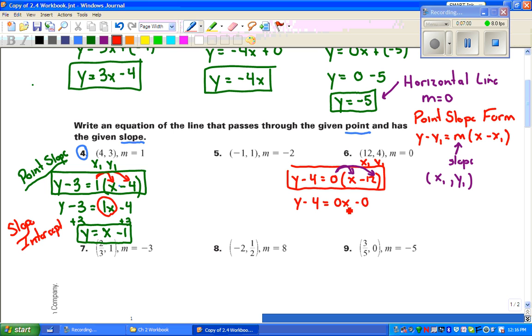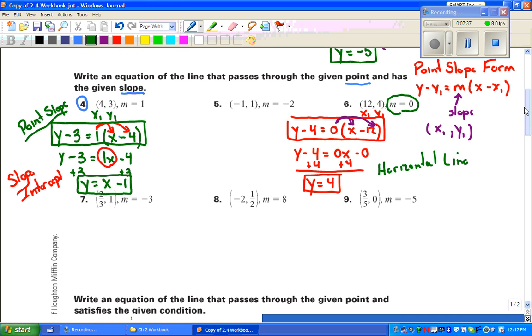All right, we know that all of this over here is going to equal 0. Okay, you can't have a 0x because 0 times anything is 0. We're just going to add the 4, and we end up with y equals 4. Now this shouldn't surprise us because look at what we have up here. Just like we talked about, my slope is 0, so we're going to have a horizontal line again. Okay, and it crosses your y-axis at the value of 4.